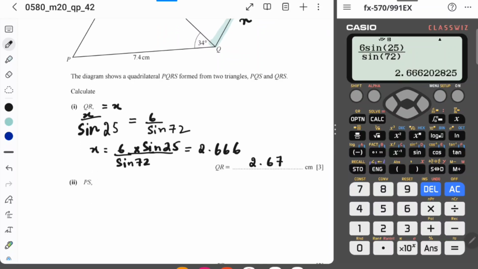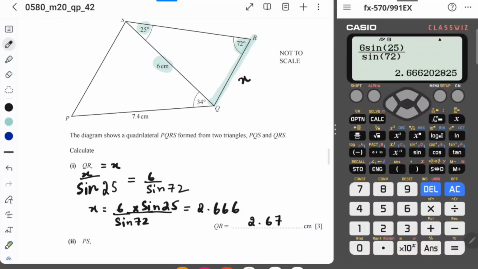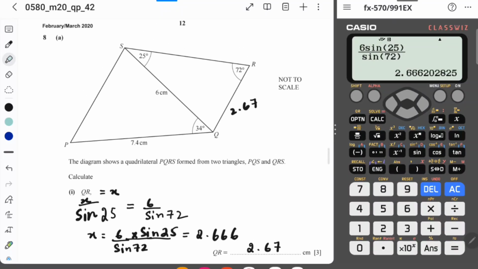So PS is the second part in this question. Just see what is given for PS. So QR is 2.67. Now we are going to find out what is PS. PS is this line. In this triangle we can see two sides and an included angle given. When the included angle is given, then we use the cosine rule. Otherwise, if a non-included angle is there, then we use the sine rule. So PS we are going to find out.